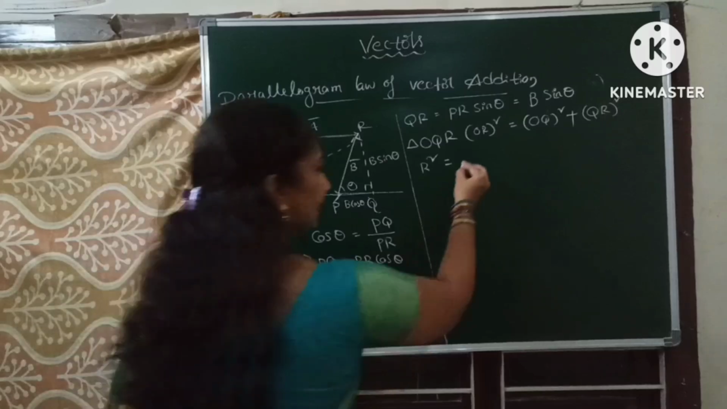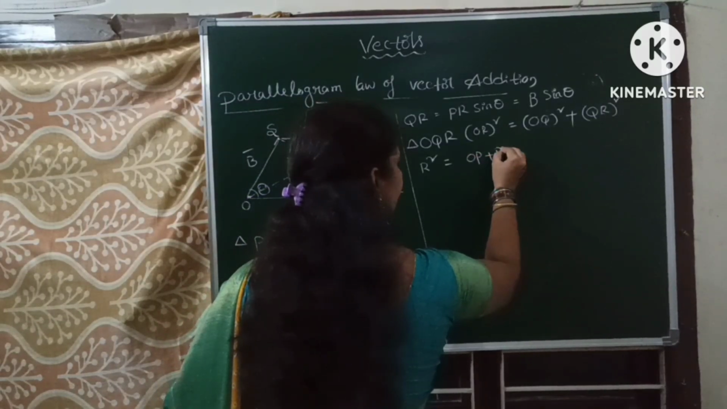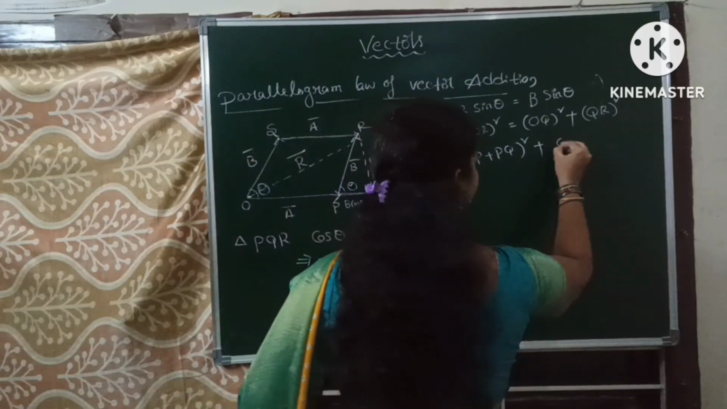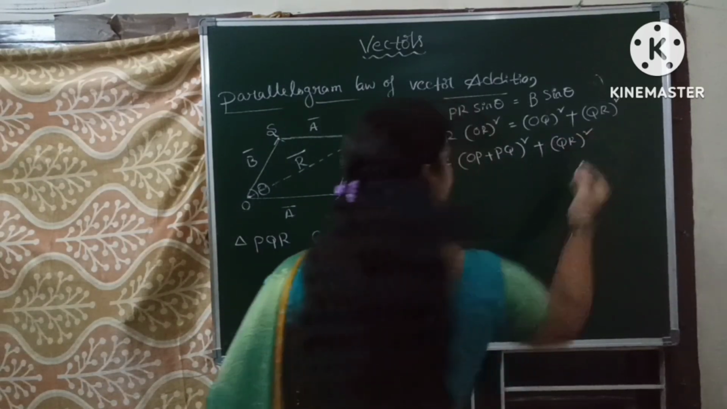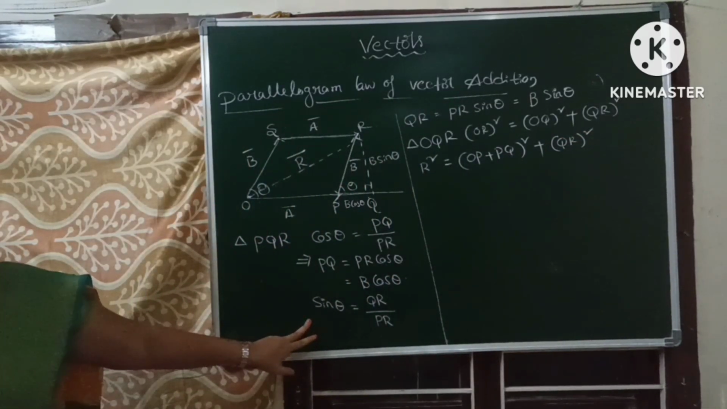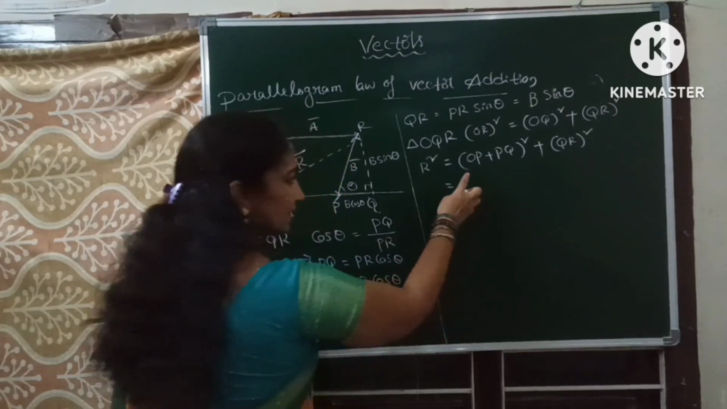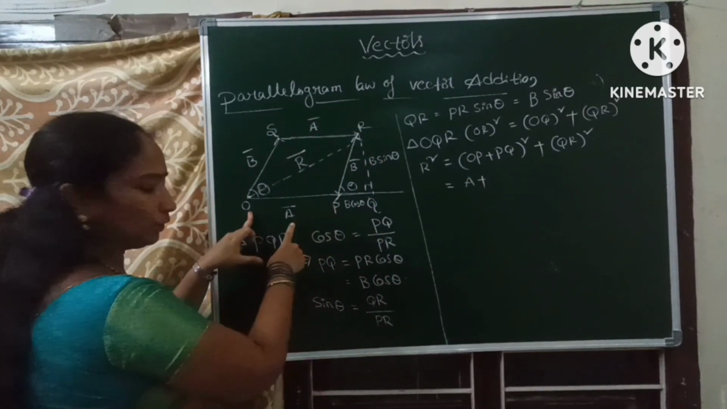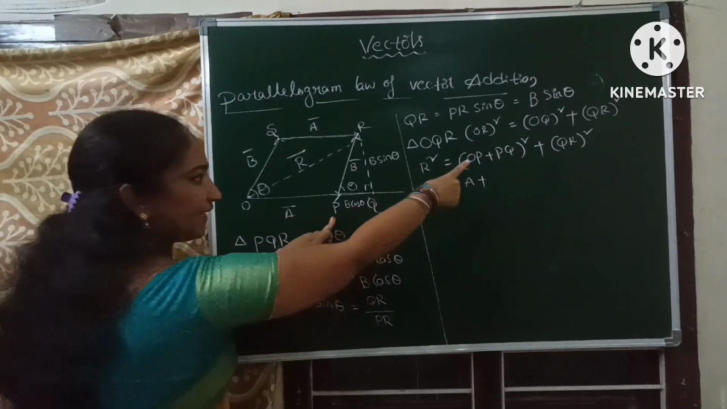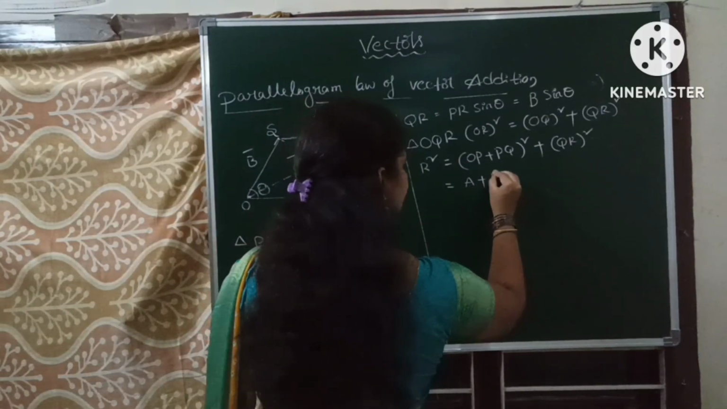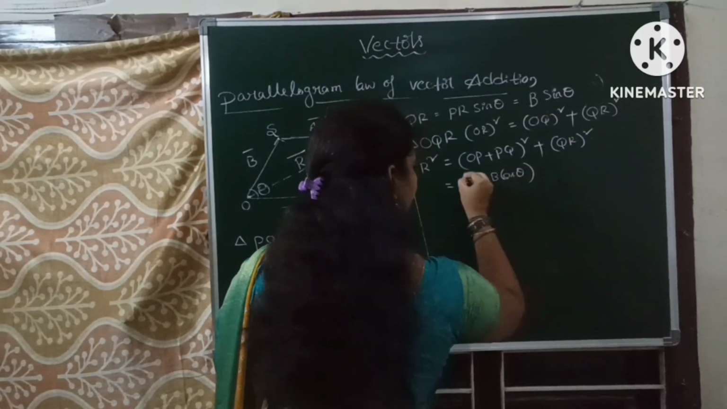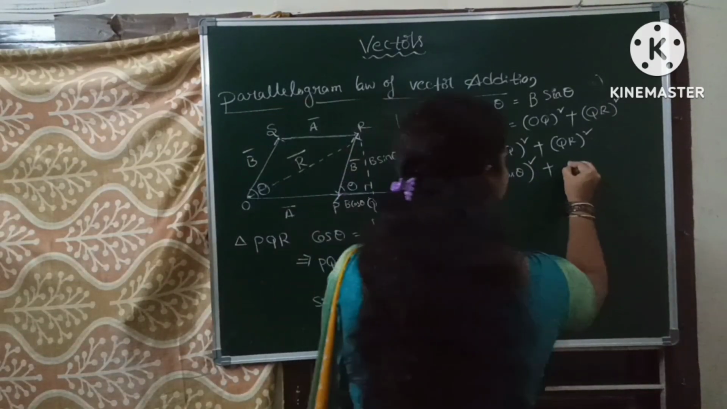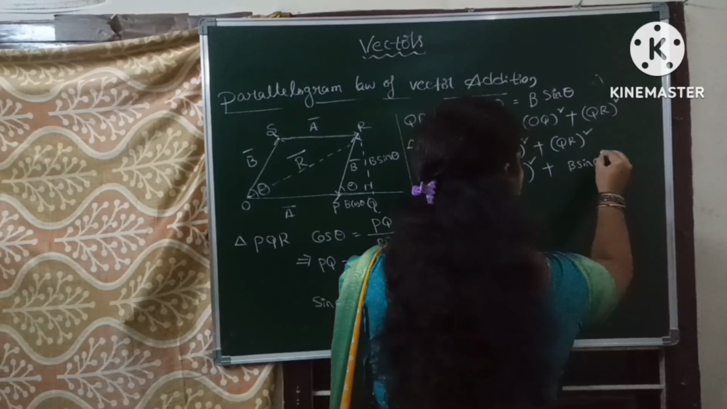Sum of OP plus PQ whole square plus QR square. Now we have some values for this, so let us substitute. That is R square is equal to OP value is A plus OQ value is A, then PQ value we just calculated, that is B cos theta whole square, plus QR is nothing but B sin theta whole square.